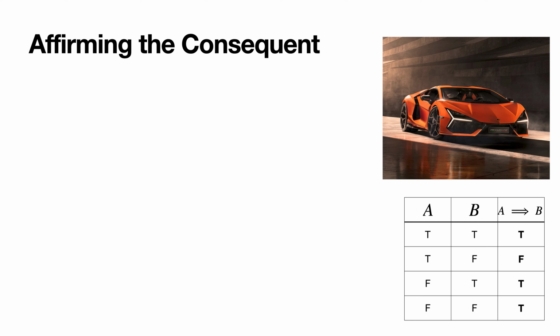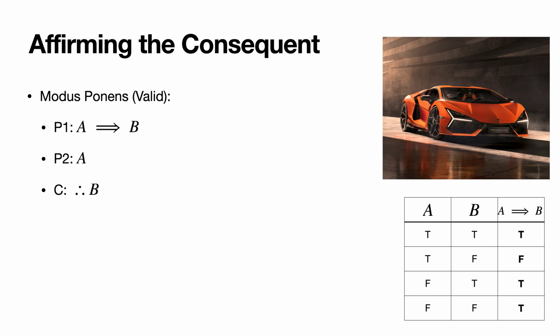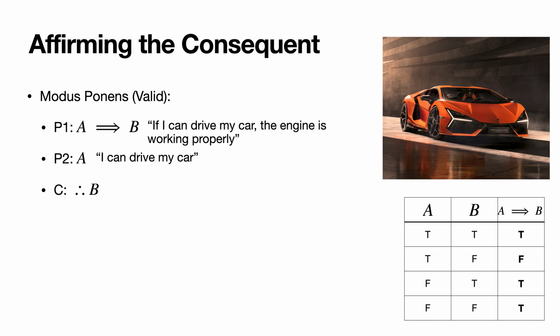Affirming the consequent looks a lot like modus ponens, so be careful not to confuse the two. Modus ponens produces a valid argument, whereas affirming the consequent does not. So modus ponens says, premise 1, A implies B, premise 2, A, and our conclusion is therefore B. So this is like saying, if I can drive my car, then the engine must be working properly. Premise 2 says, I can drive my car, so then I can conclude that therefore my engine is working properly.